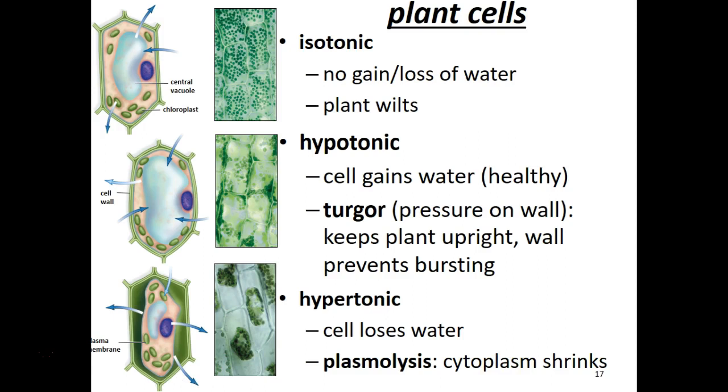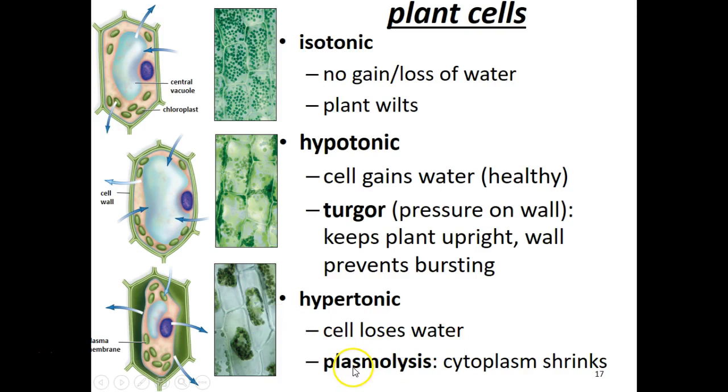Plants have a different response to the different solutions. In an isotonic solution, the plant's not going to gain a lot of water, and it's not going to lose a lot of water. The plant tends to not be super happy. It'll kind of droop a little bit. It's pretty happy when it gets into a hypotonic solution where the cells gain water. The plant has this thing called turgor pressure on the walls, and it keeps the plant upright, and the cell wall actually prevents bursting.